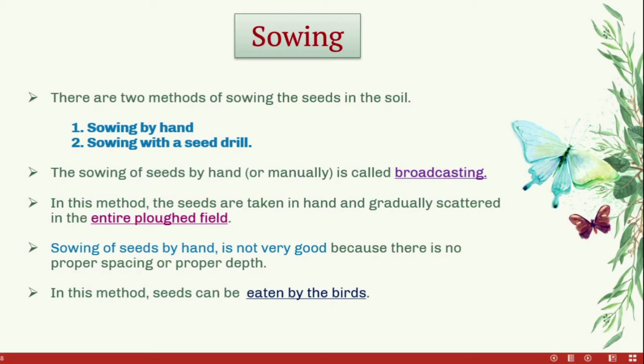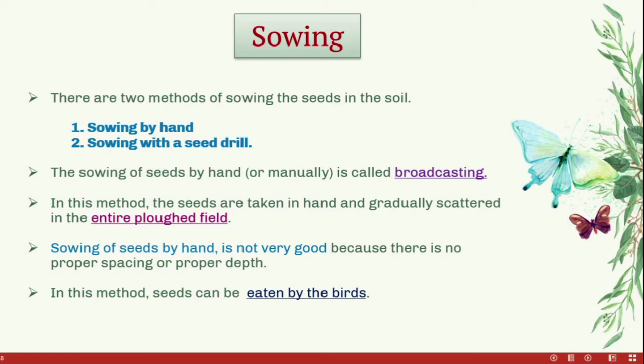In this method, seeds are taken by hand and spread out or scattered on the field. This is called broadcasting. The sowing of seeds by hand is called broadcasting. Seeds are taken in hand and gradually scattered over the entire plowed field. Actually, this method is not a good one because there is no proper spacing, proper depth and proper intervals, and there are some disadvantages also. Seeds can be eaten by the birds. After sowing by hand, birds can collect the seeds and eat them, because the seeds are not covered by soil properly, so that is a problem.